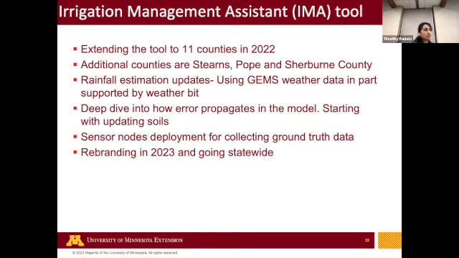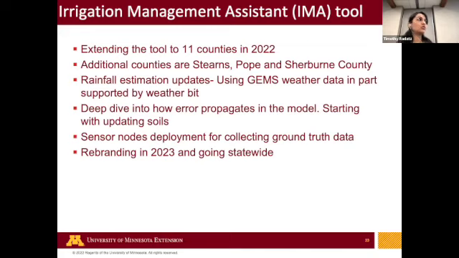For this year, however, we are only expanding it to 11 counties, including where it already exists, but also adding some additional counties like Stearns County and Pope County and Sherburne County, and try to work with growers who we are calling IMA champions, to work with them one-on-one and ask for their feedback in order to update this tool. So if you are interested, if you have contacts or are interested in being part of this program, just reach out to me. We can work it through.